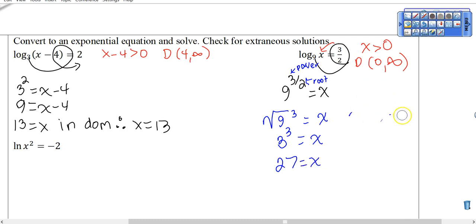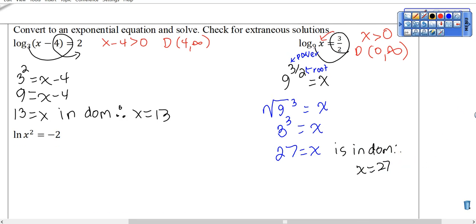So just a little reminder how to do this. Okay. Is it in my domain? Yep. It is in the domain. Therefore, x equals 27 is your solution.